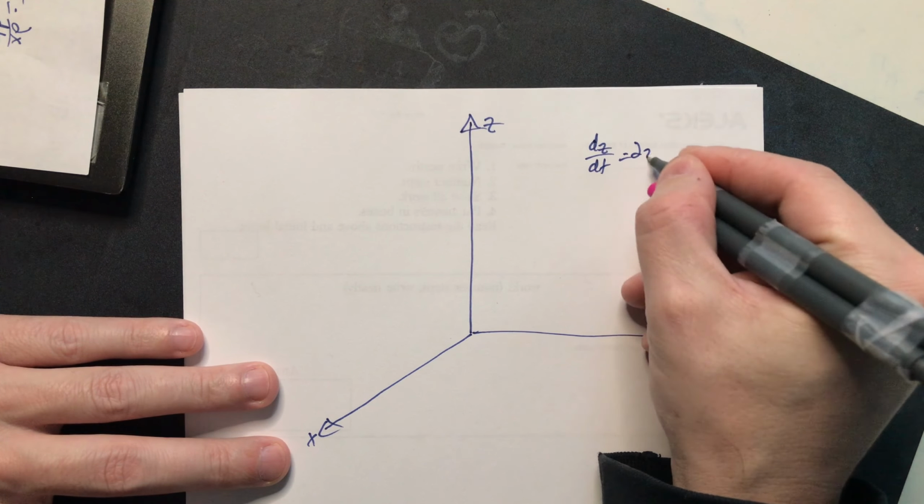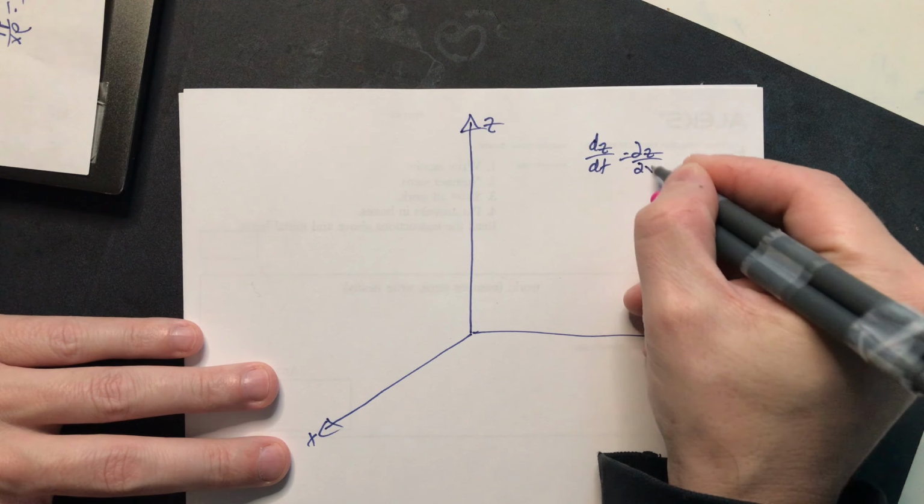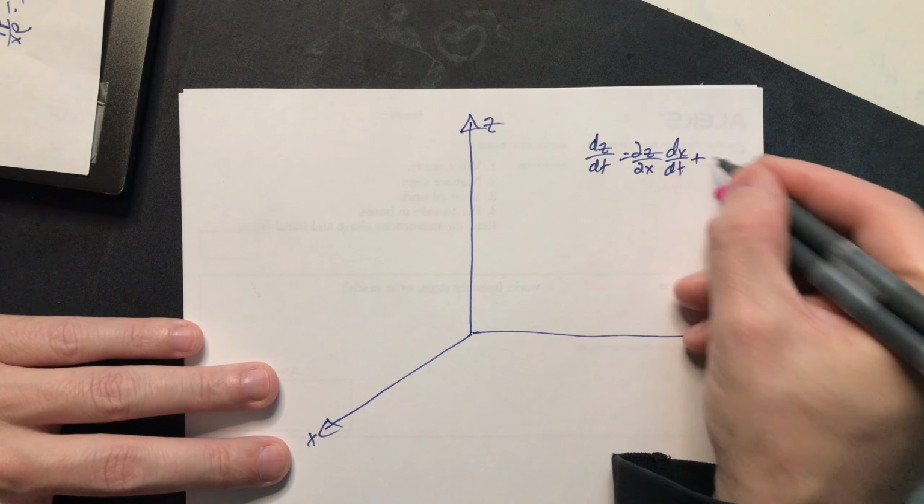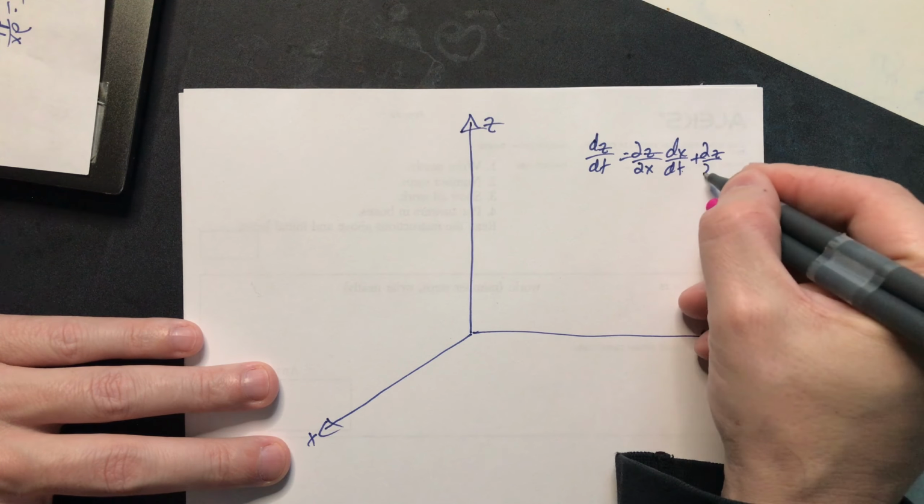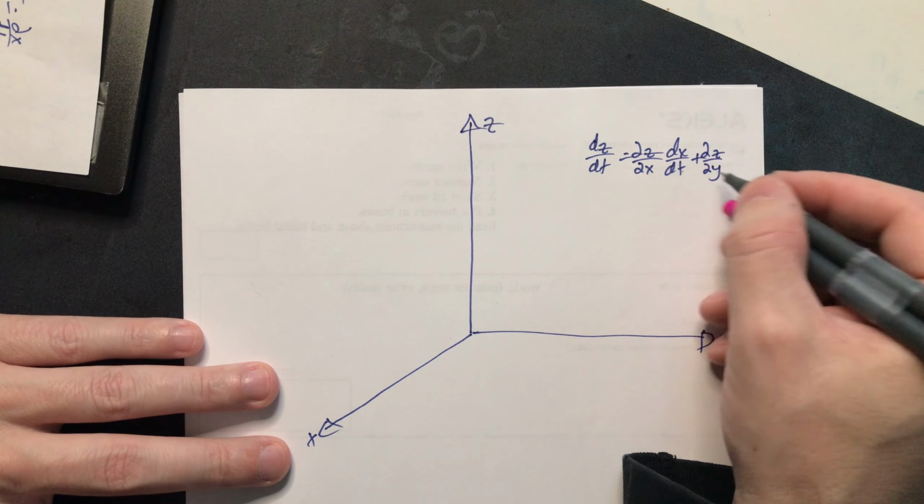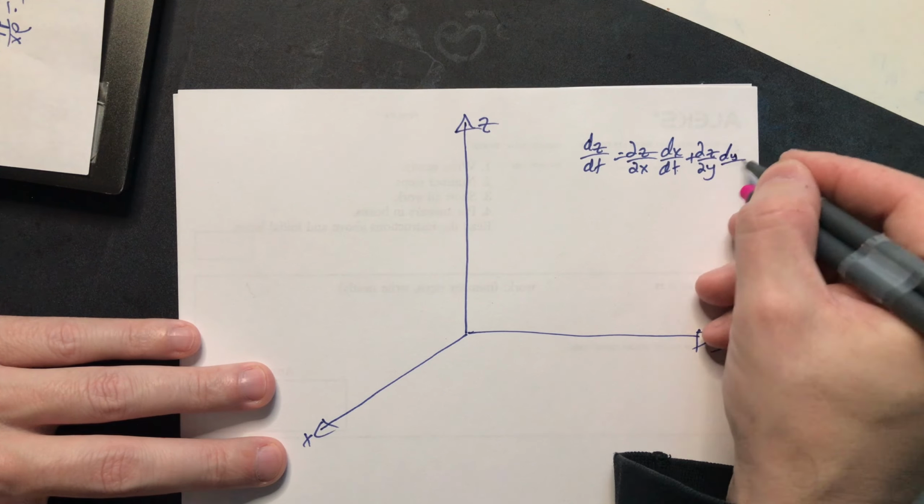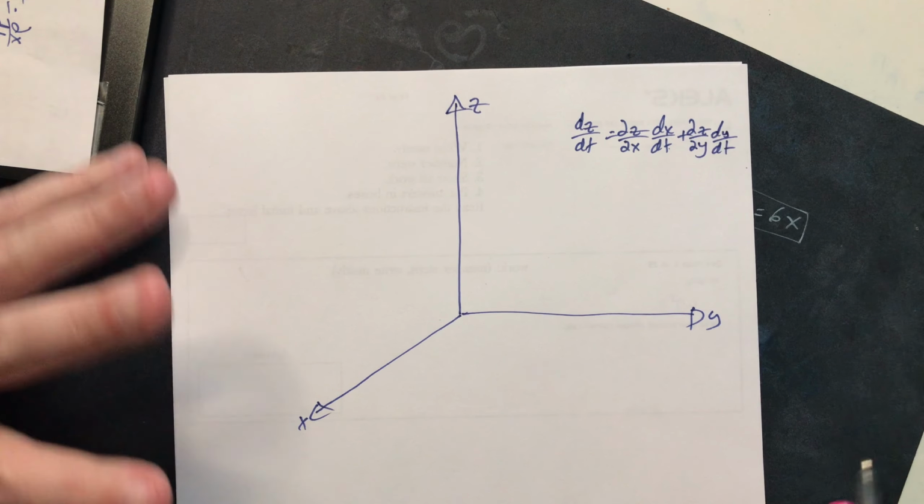This is equal to partial z partial x times dx/dt, because x depends only on t, and then we add to this partial z partial y, because z depends on x and y, so you have to use the partials there, and then you multiply by dy/dt. Now let's think about what this is saying.